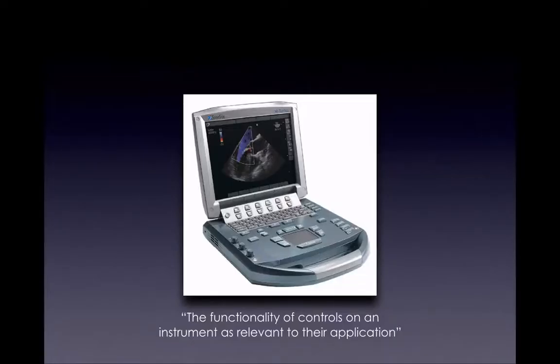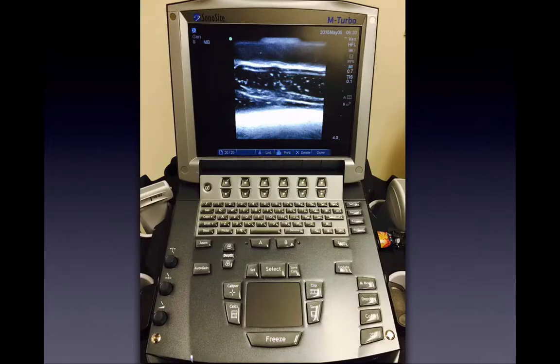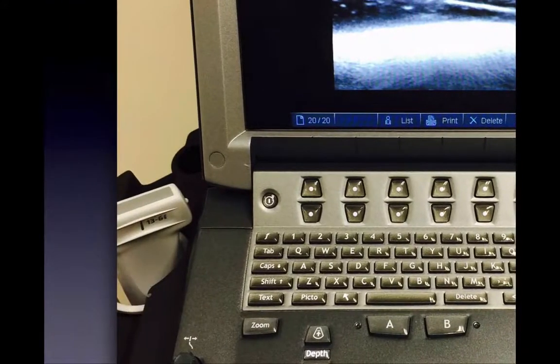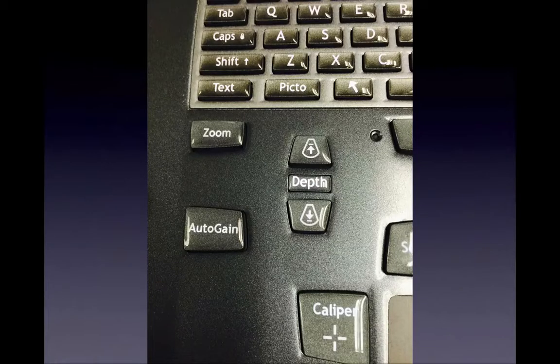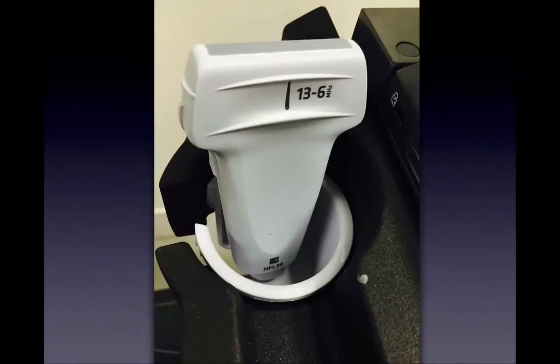And we also need to talk about what's called the functionality of controls of an instrument as relevant to their application. That's called knobology. And if you're going to take one thing out of this lecture, and I hope you take more than one thing, it's that this is where you turn the machine on. And obviously, you have other things. You can zoom, you have the depth of your image, you have different modes: M mode, Doppler, color, and 2D. That's kind of your escape key in your computer. It resets back to the main screen. And you have different transducers or probes.